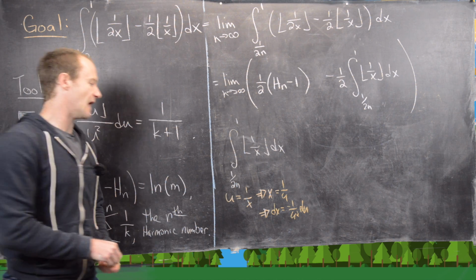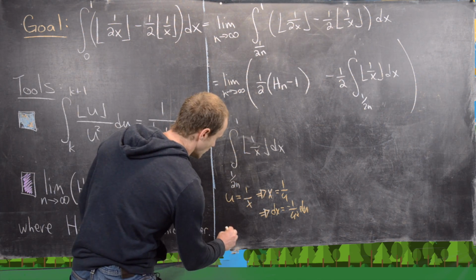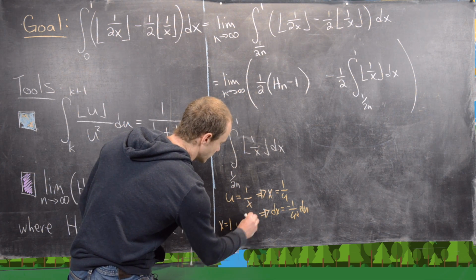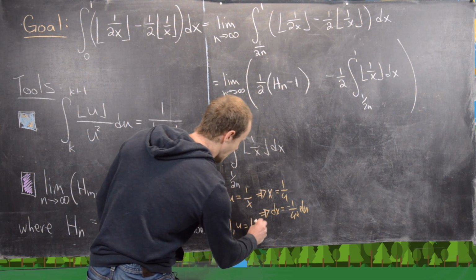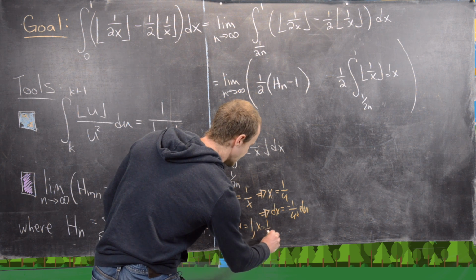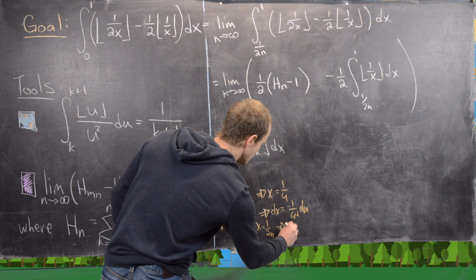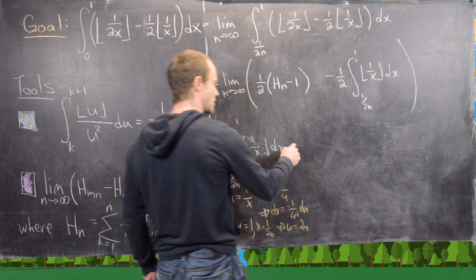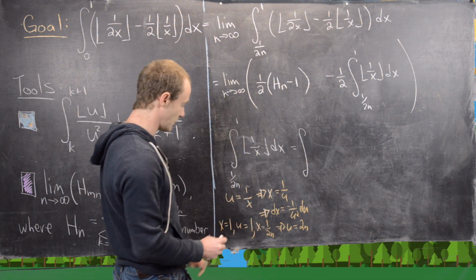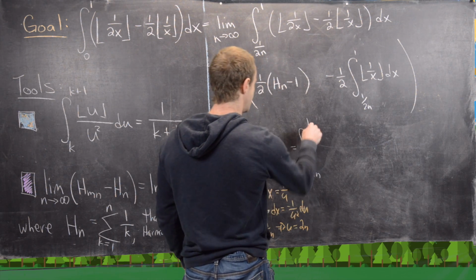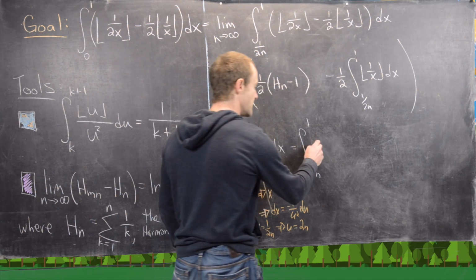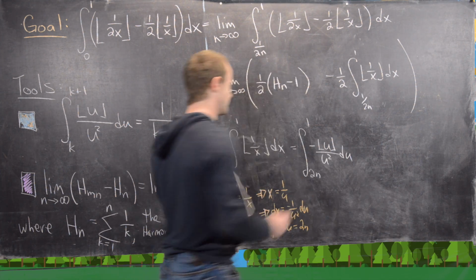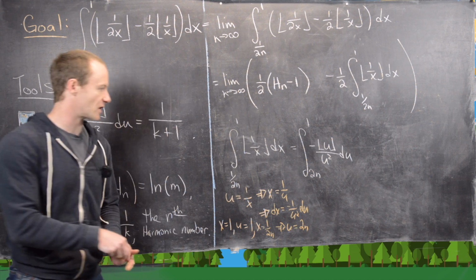Okay, good. And then also notice when x equals 1, that's going to make u equal to 1. And then when x equals 1 over 2n, that's going to make u equal to 2n. Okay, great. So that's going to turn this into the integral from 2n up to 1 of negative the floor of u over u squared du. Okay, so let's see where all those parts came from.